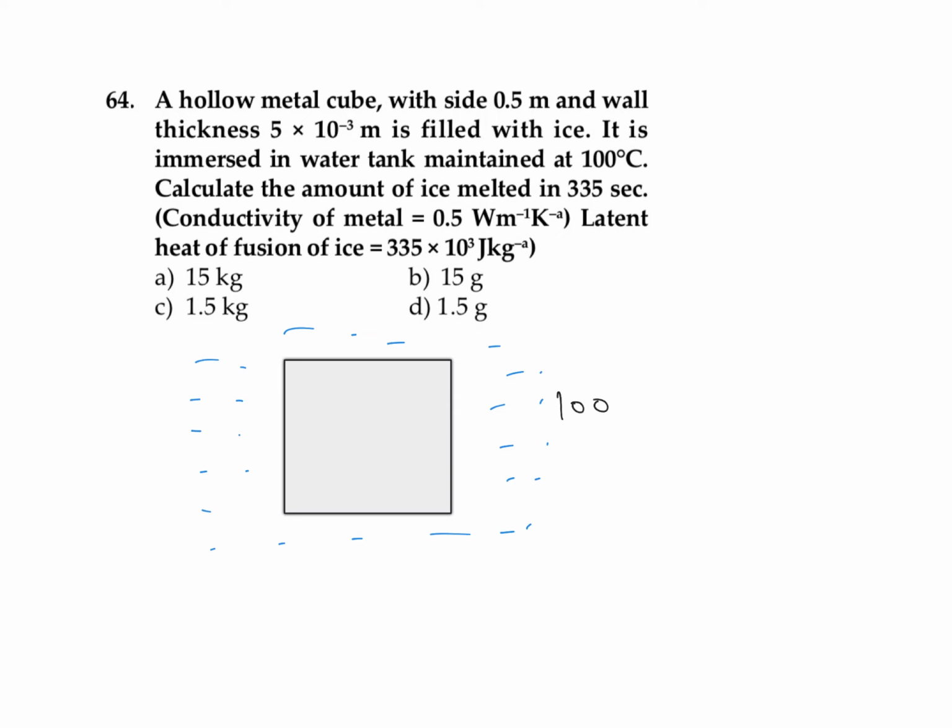So you can write this is ice at 0 degrees Celsius and outside it is water at 100 degrees Celsius. There will be a flow of heat energy from this water towards ice. So this ice will start melting.